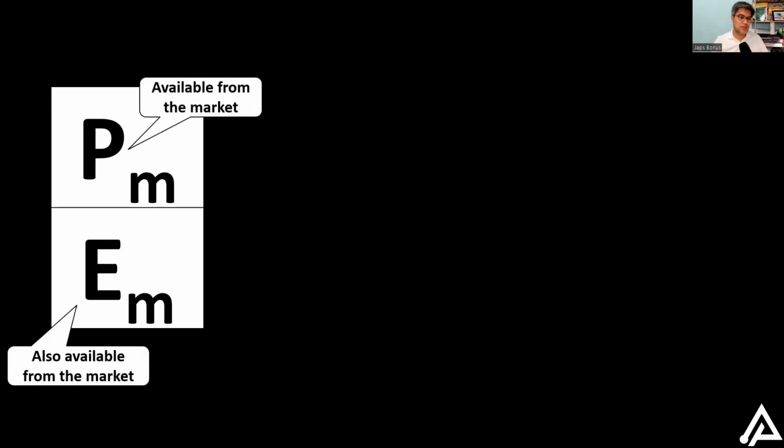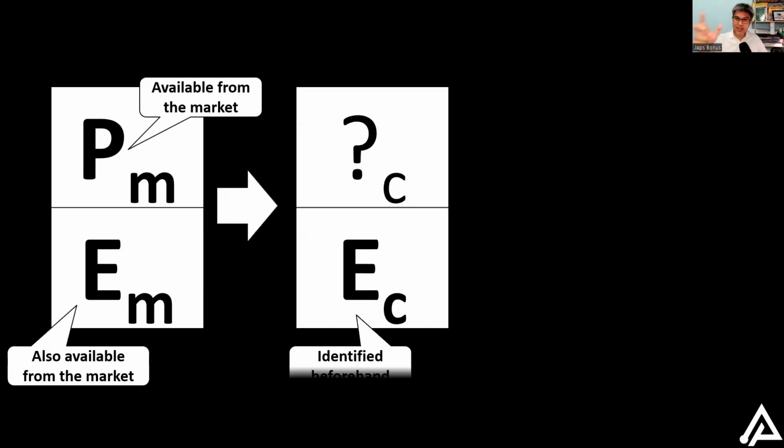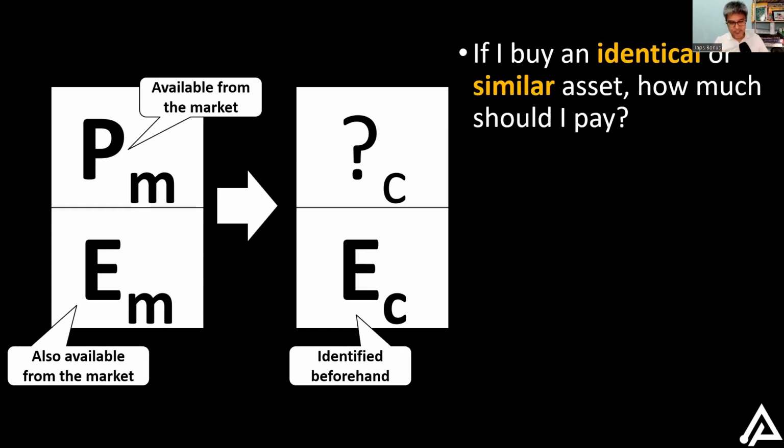When we talk about comparables, one metric will be price to earnings ratio. You have price that's available in the market, earnings per share that's also available in the market. You create a price earnings ratio, then project that ratio to the company you're trying to value. And if you already have identified beforehand the earnings per share, then you can work your way back using the price to earnings ratio to get the fair value.